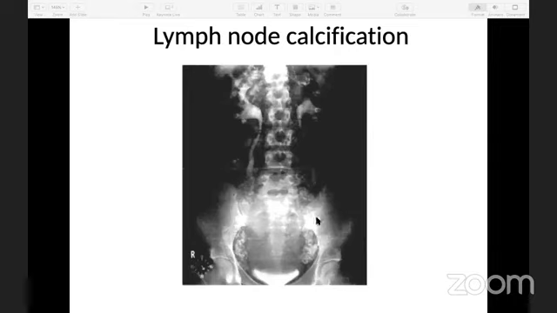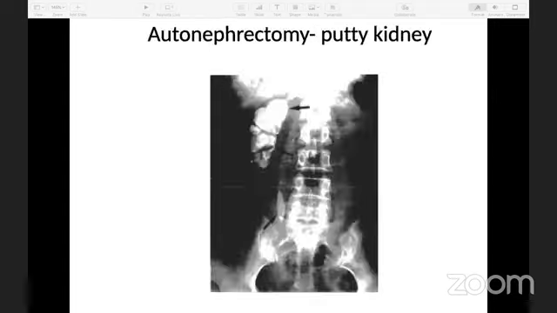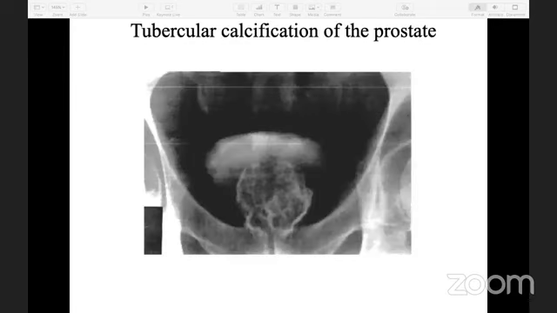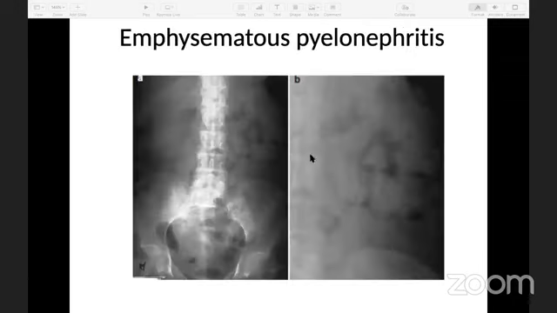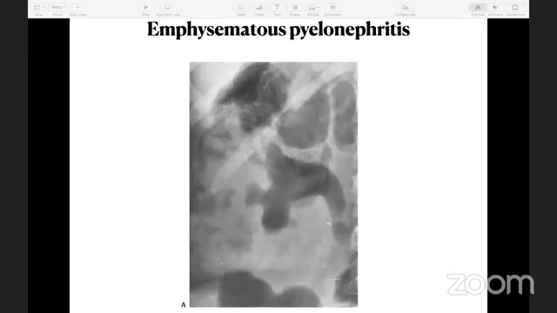Massive lymph node calcification in a patient with tuberculosis involving both pelvic and retroperitoneal lymph nodes. Autonephrectomy in a patient with tuberculosis. Tubercular calcification of prostate. Left-sided emphysematous pyelonephritis. Right emphysematous pyelonephritis.